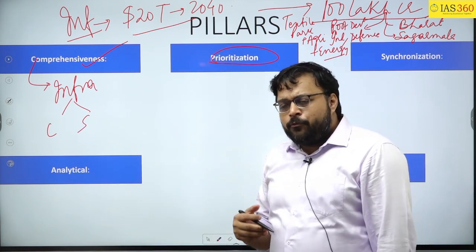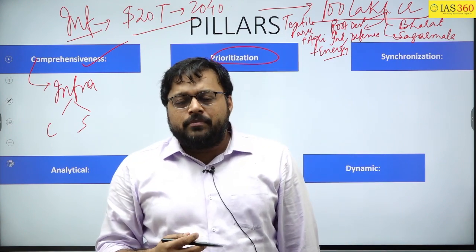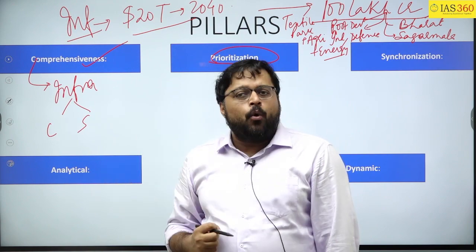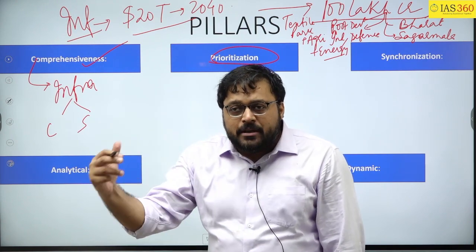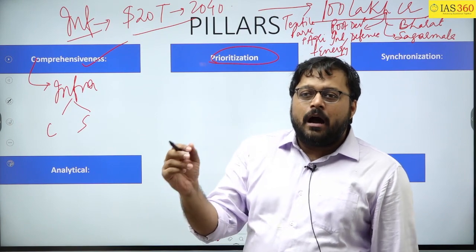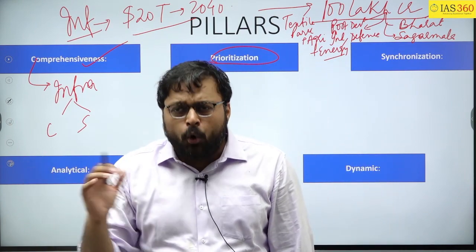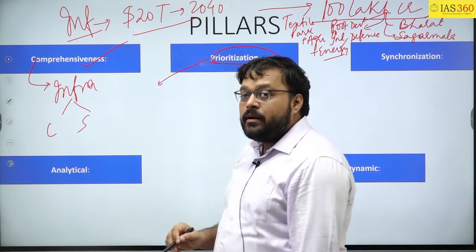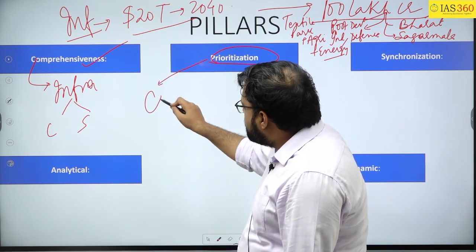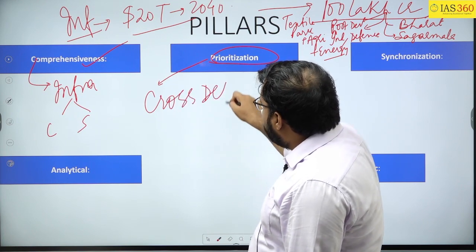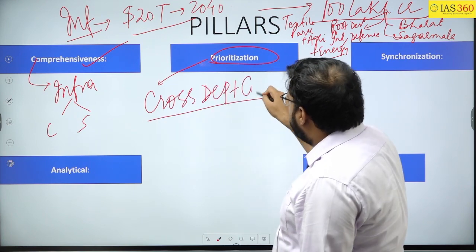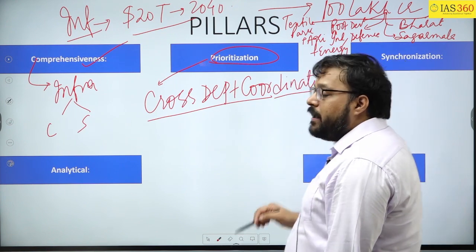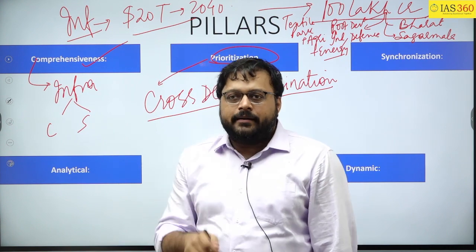We all know that, for example, Bihar is telling that the road infrastructure project is my priority. UP is telling no, railway is my priority. MP is telling no, we are more focusing upon the development of energy corridors. Just an example. Then we will have to prioritize what is important. And in this context, cross-departmental coordination is very important to prioritize what is a real priority at that time.